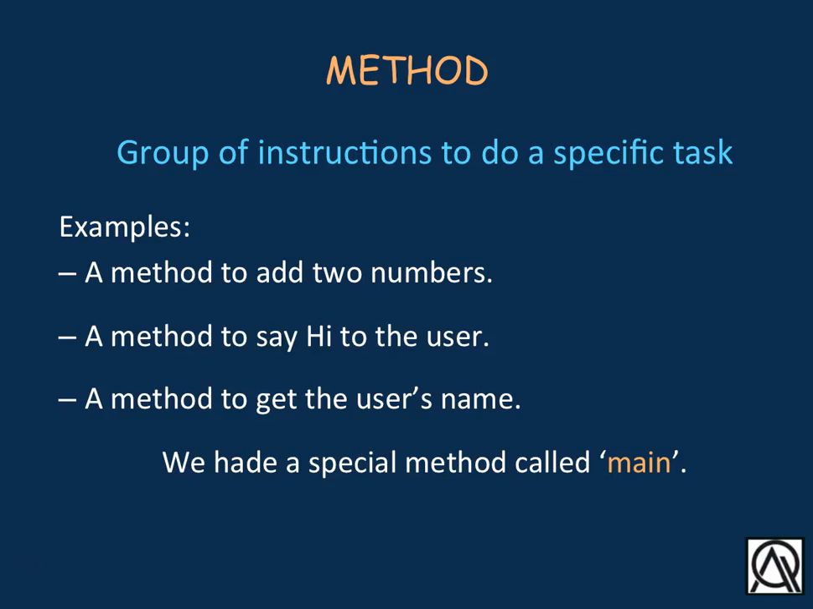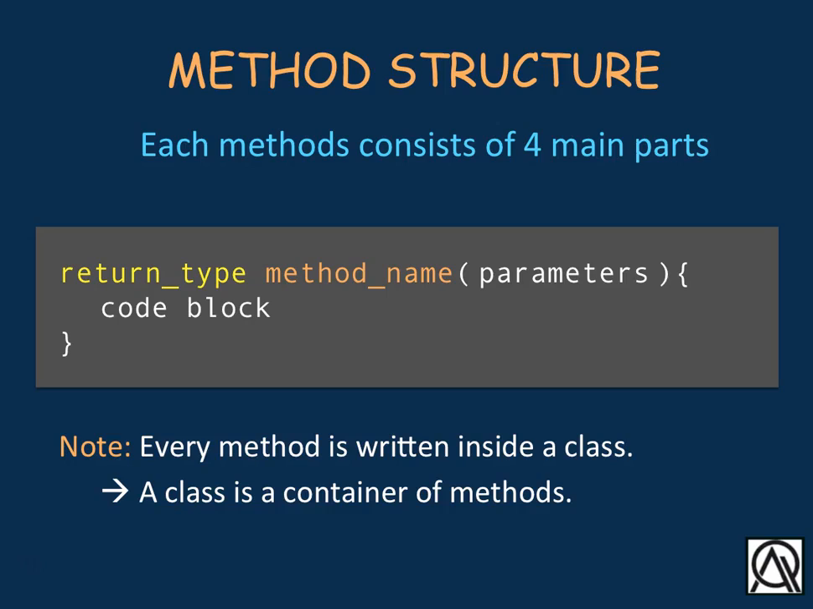Every Java program has a special method called main, and we will talk about it a little bit later. But now let's talk about the method structure in Java. So how do we create a method in Java? What is the syntax or grammar used to create a method in Java?